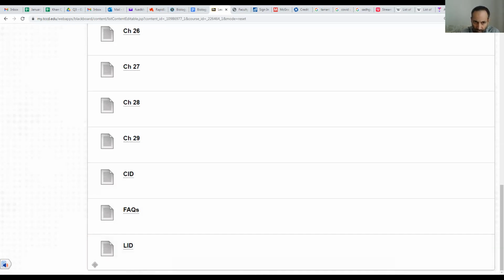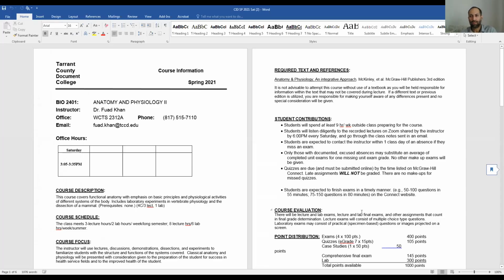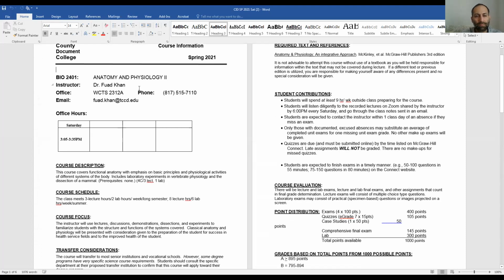So let me start with the first one here, the one that says CID. And let me put up here and start sharing one more time. All right, so here is some general information about the class. All right, so of course we're going into spring 2021. My name, your course section, and the most important piece of information on this page is my email address, as you can see here, okay?